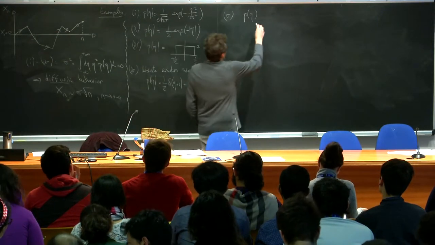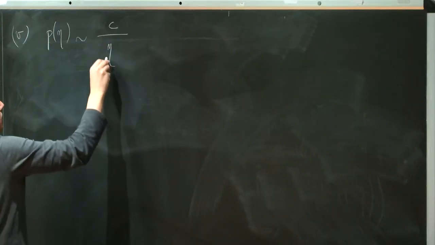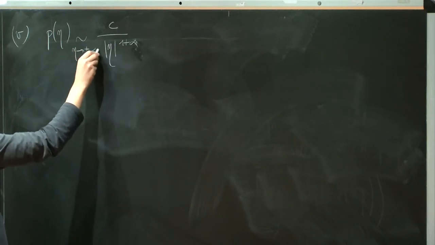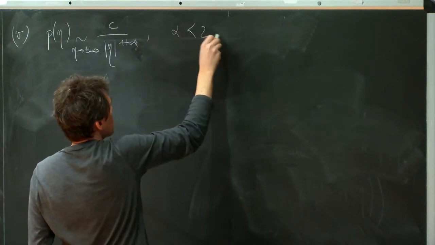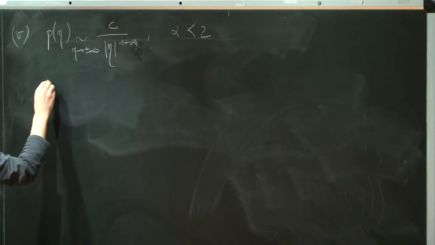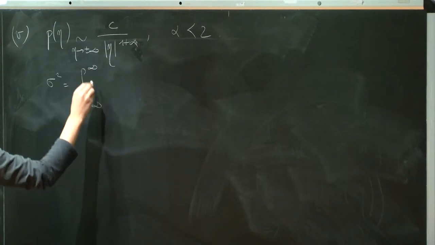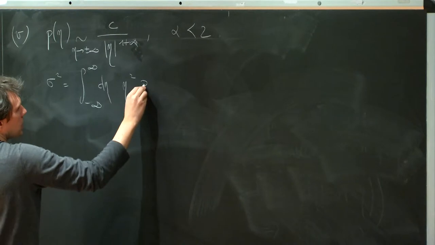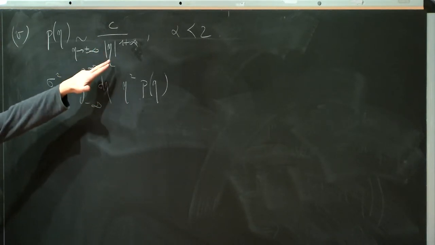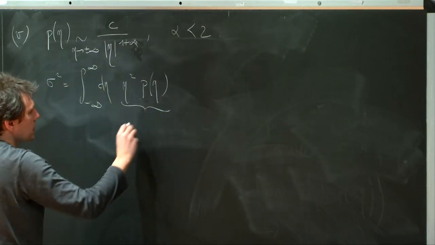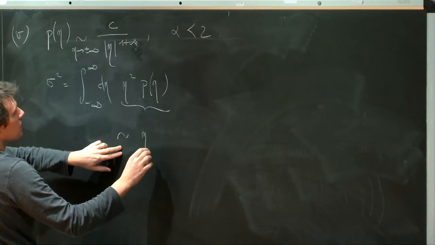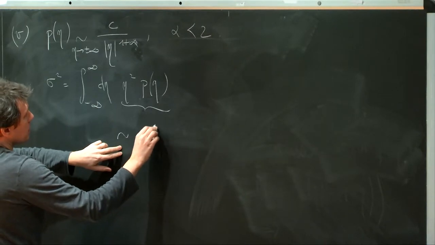Okay. So let's consider another case, which is the case where p of eta has a fat tail. So if you look at the limit when eta goes to plus or minus infinity, it's symmetric. And let's consider the case where alpha is strictly smaller than 2. Then obviously, in that case, this second moment is not defined, right? Because if you compute, say, sigma square, and you do this integral, eta square times p of eta, then obviously you see that at large values of eta, this thing behaves like eta to the power 1 minus alpha.